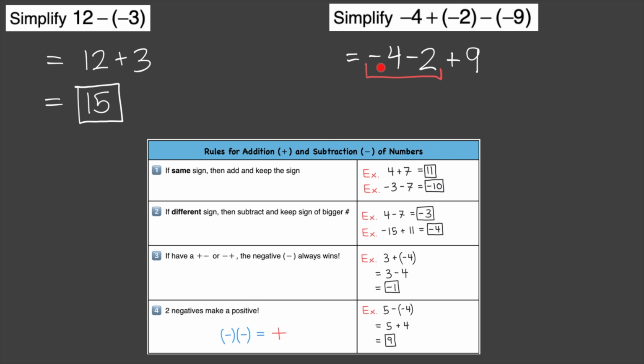Notice they're both negative, so they have the same sign. So we're going to add the numbers and keep the sign. 4 plus 2 is 6, but we keep the negative. So it'll be -6 and then +9. We just bring down the +9.